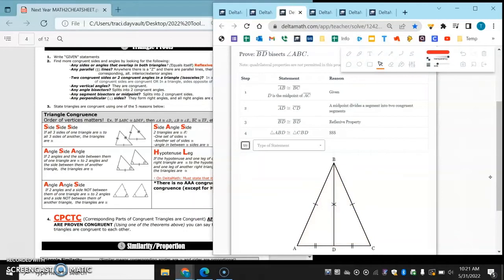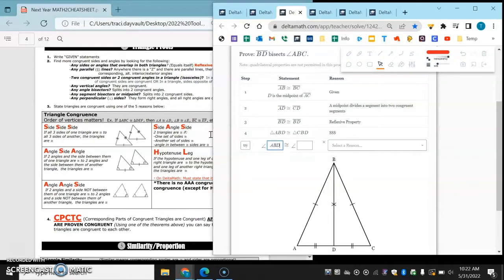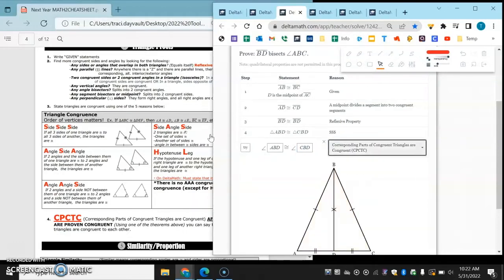Next, after we use one of these, we're frequently going to use CPCTC. I can't go ahead and say that BD bisects ABC yet. I first need to go in and say that these two angles are congruent. So those two angles that we're going to eventually prove were bisected are going to be angle ABD and CBD. And how do I know that those two angles are congruent? Because CPCTC, that's what we frequently use after one of the 5 triangle congruence theorems.